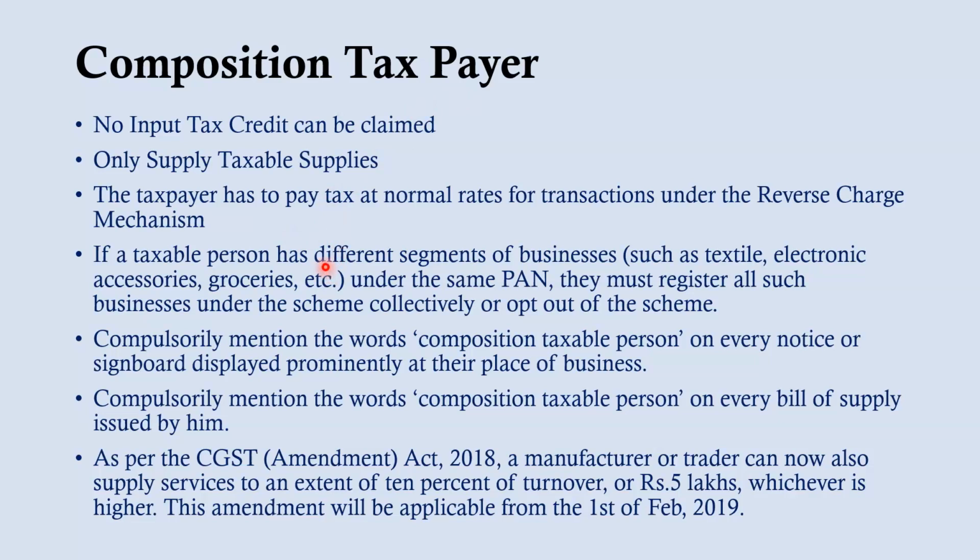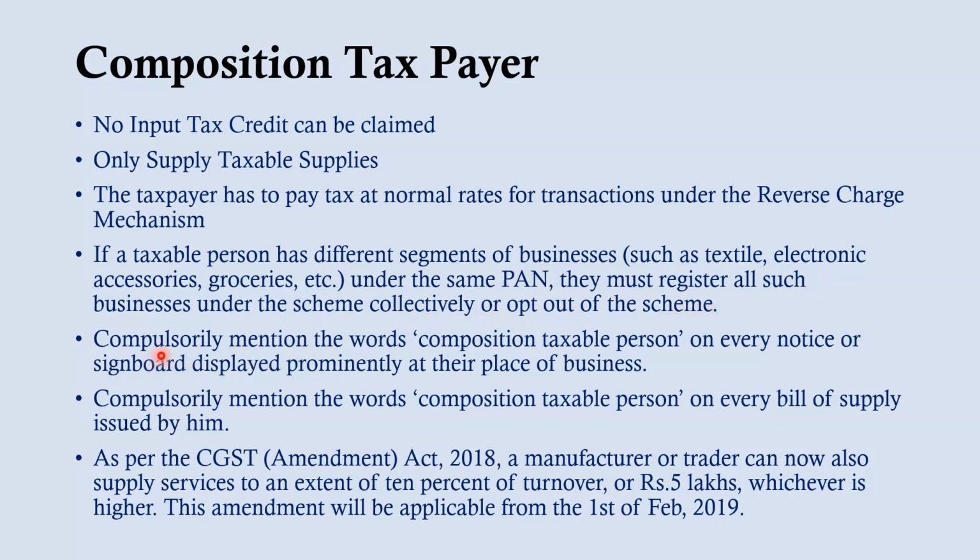If in a particular state the business segments are different, like textiles or electronics or groceries or accessories, and considering that they are under the same PAN, then they must register all of such businesses under this particular scheme collectively or opt out of this scheme.